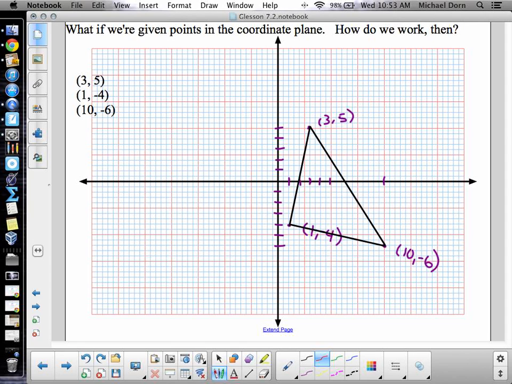The slope from 1, negative 4 to 3, 5. Well, I could just count that too. Since it's drawn, we could count that. From 1, negative 4 to 3, 5, it's a rise of 9 and run of 2. So this is up 9 over 2. From here to here, the rise is down 2 and right 9. The slopes are negative reciprocals. That means this must be a right angle.